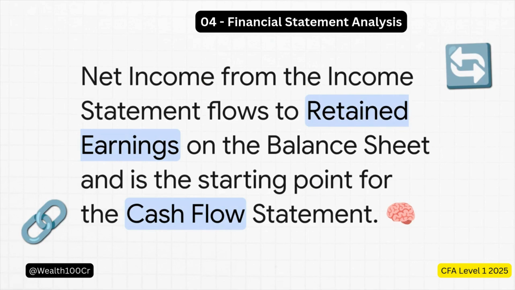And here is something that is absolutely crucial to remember. These statements don't exist on their own little islands. They are all intricately linked together. Think of it like plumbing. Net income from the income statement flows right into retained earnings on the balance sheet, and that same net income is the starting point for the cash flow statement. A well-built model, a model that balances, ensures these links are perfect. It's one of the key checks on your work.